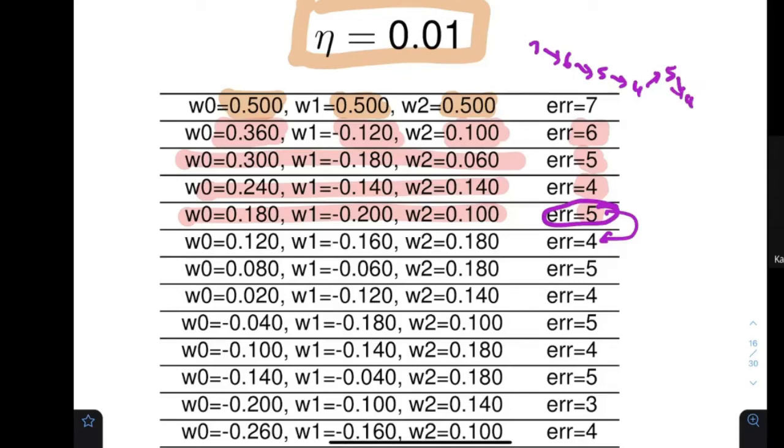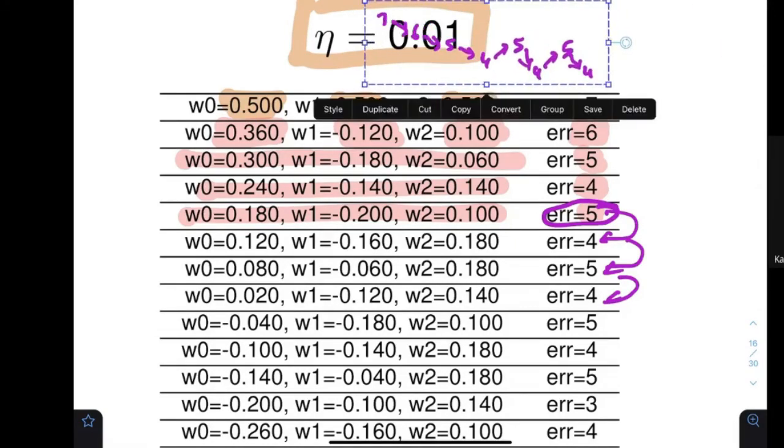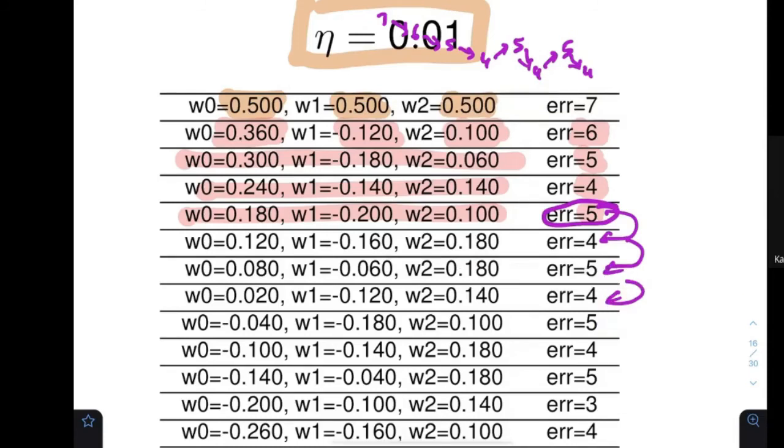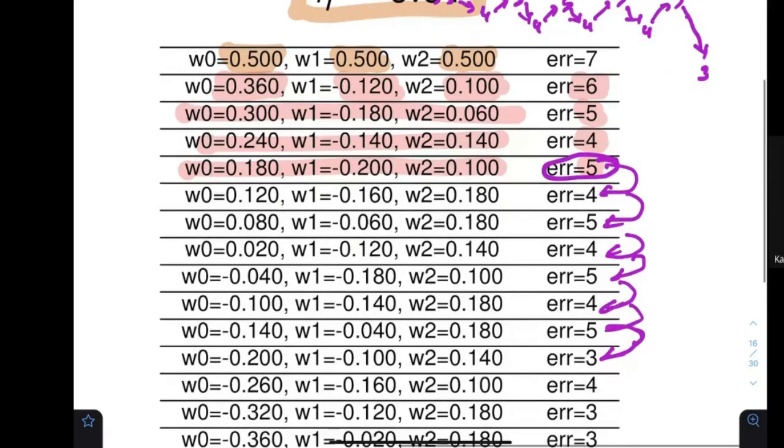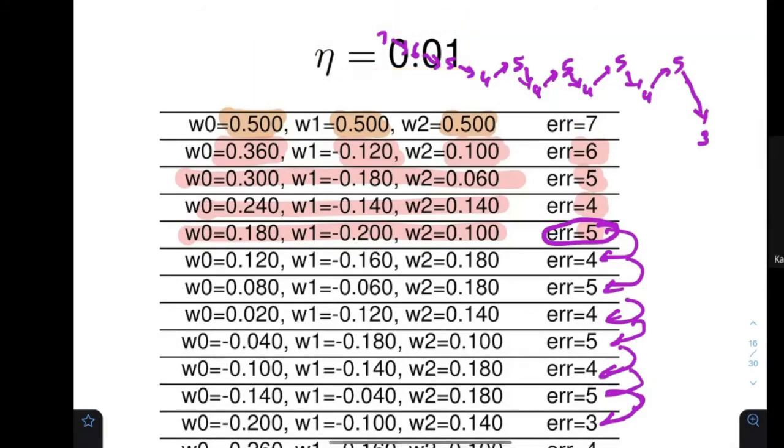Then again I modified, it becomes 5. Again I modified, it becomes 4. See what a problem. Again I modified, it becomes 5. Again I modified, it becomes 4. Again I modified from 4 to 5. See what is happening. But after this 5, after some time it becomes 3. The number of errors becomes 3. Can you see this? After some time the number of errors becomes 3.